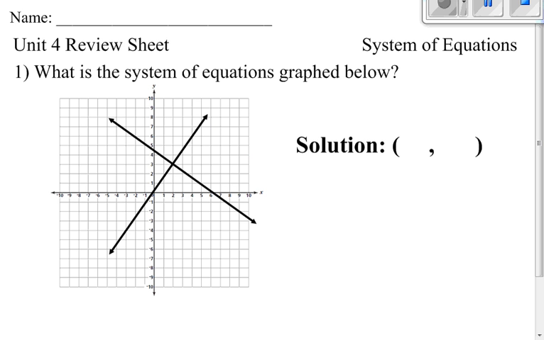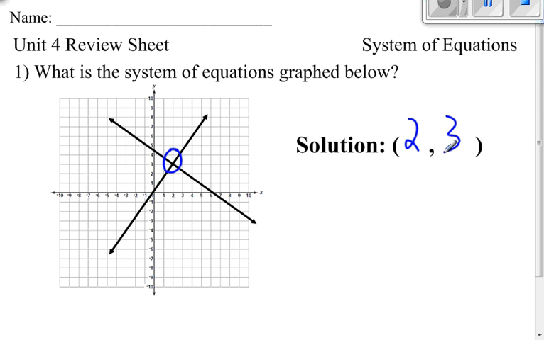So number one, what is the system of equations graph below? Remember that the solution to a system of equations is a coordinate. You need the x and the y value. On a graph, it's the one point where the two lines intersect. So that's the solution here. Write your x value first, 2, comma, 3.